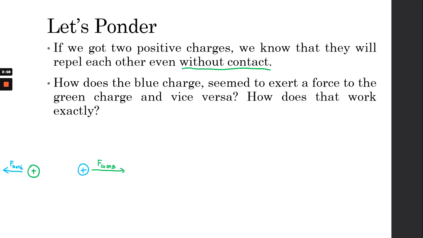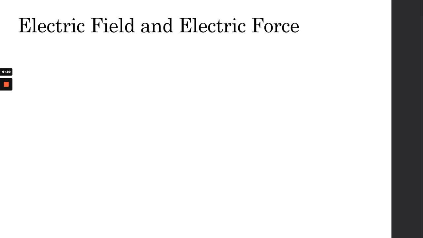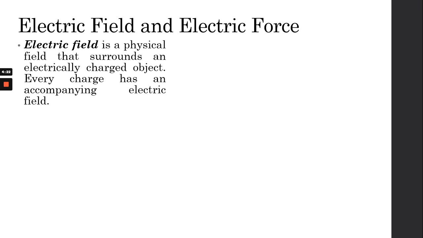But how do these charges, these blue and these green positive charges, seem to exert the same type of force that we can do, but without having to contact each other? How can we do that? So that's the thing that I want to emphasize now. They can do this via what we call electric field. Okay, so electric field is a physical field that surrounds an electrically charged object. Every charge has an accompanying electric field.